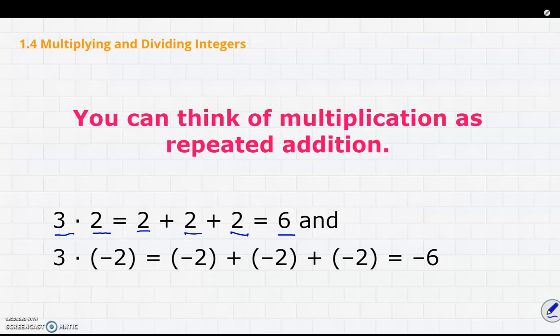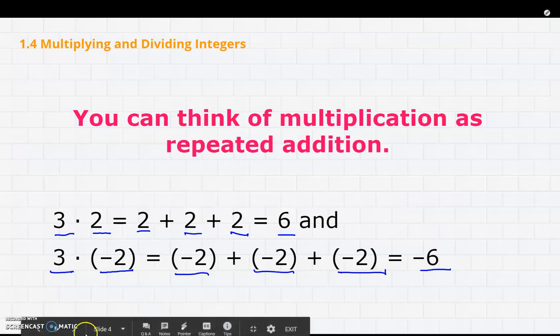Okay? It works the same even when you have a negative number. We're going to take the number negative 2 and repeat it 3 times. 3 times negative 2. So here we go. 1, 2, 3. And when we add negative 2 plus negative 2 plus negative 2, we get negative 6. So in other words, 3 times negative 2 is negative 6. So if you ever forget one of your multiplication facts, you can use this method to figure out what the product is.